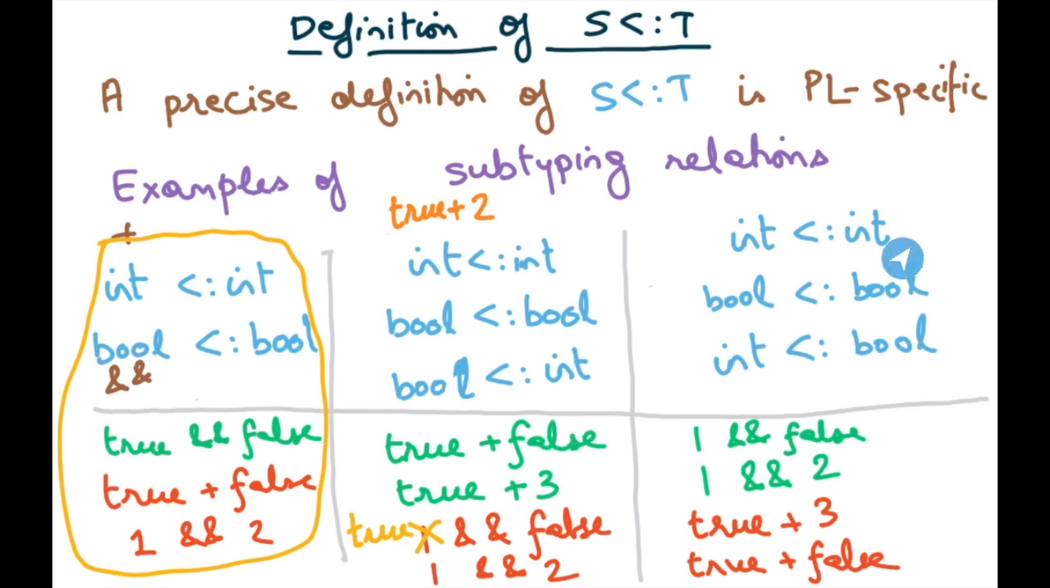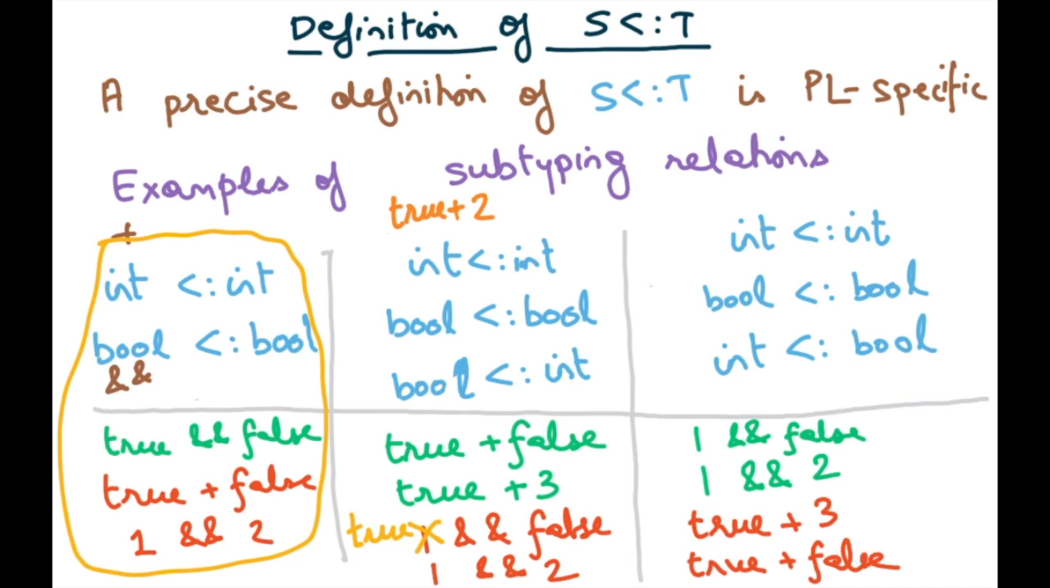Now let's take another example of another language. In this language, once again, int is a subtype of int, bool is a subtype of int, but let's say int is a subtype of bool. And in this case, these expressions here, 1 and false, 1 and 2 become correct, written in green, but true plus 3 and true plus false become incorrect, right?